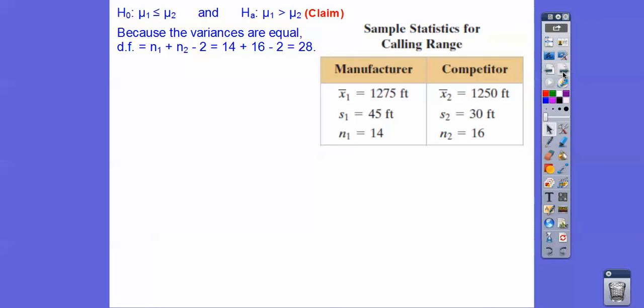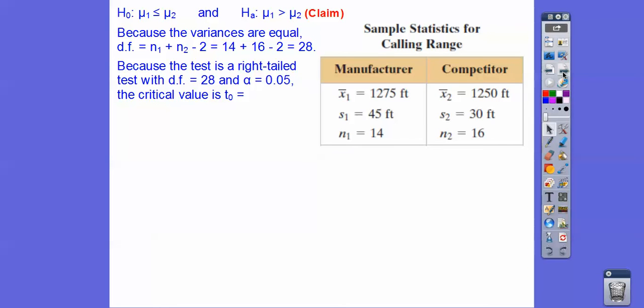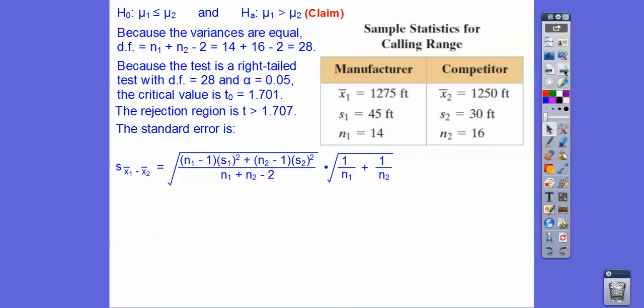Because the variances are equal, our degrees of freedom is n1 plus n2 minus 2, which is 28, because 14 plus 16 is 30, and 30 minus 2 is 28. Because it's greater than, it's a right-tailed test, and with our level of significance at 5%, go down to degrees of freedom of 28. Make sure you're on the one tail, and you'll find that your t-score is 1.701. So the rejection region is anything to the right of that.